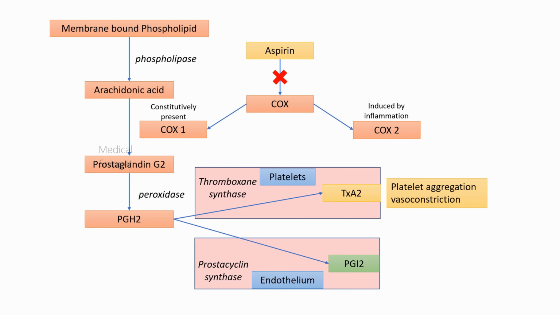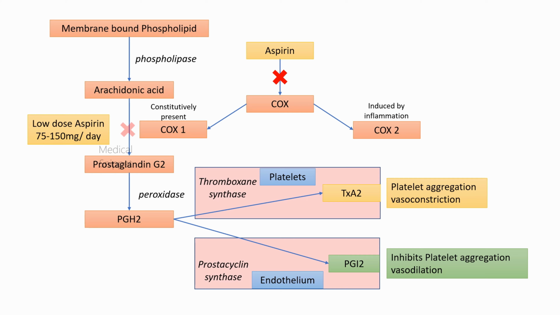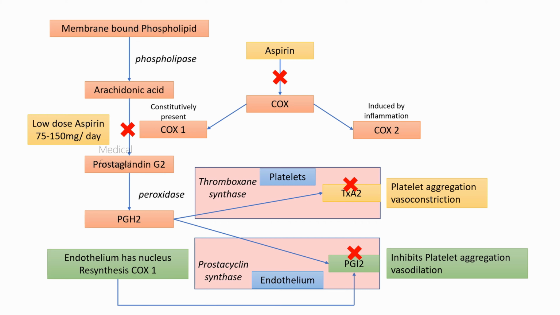Thromboxane A2 causes platelet aggregation and vasoconstriction, whereas prostacyclin inhibits platelet aggregation and induces vasodilation. Aspirin irreversibly inhibits the COX-1 enzyme at low dose, causing reduction of thromboxane A2 production in platelets, and reduction of prostacyclin synthesis in endothelial cells. Since the endothelial cells have a nucleus, they can resynthesize COX-1 within hours and start to produce the beneficial prostacyclin again.